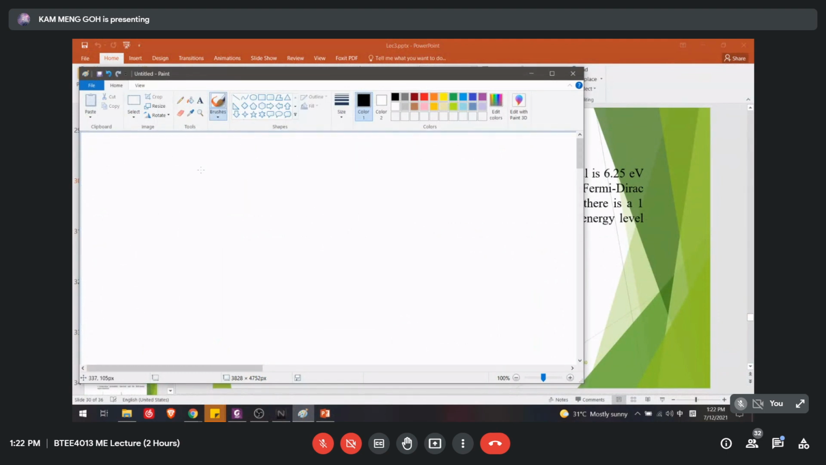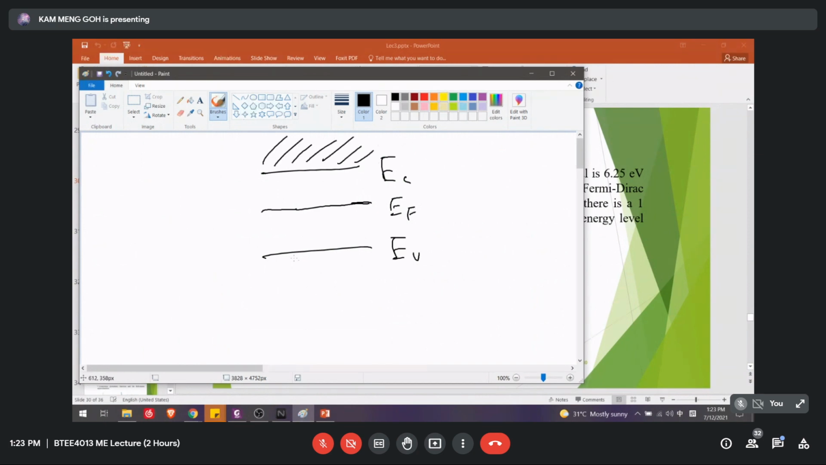Last time we discussed the conduction band and valence band, with the Fermi energy somewhere in the middle. If the electron is provided energy, it will jump from the valence band to the conduction band. So we need to find the probability of finding the electron, let's say, at this E level.